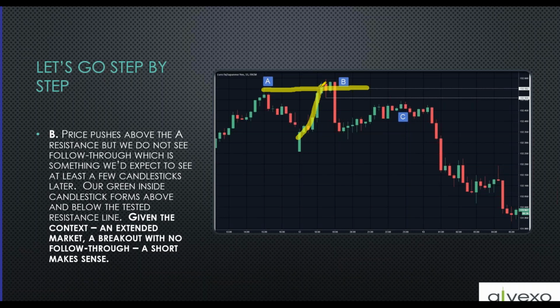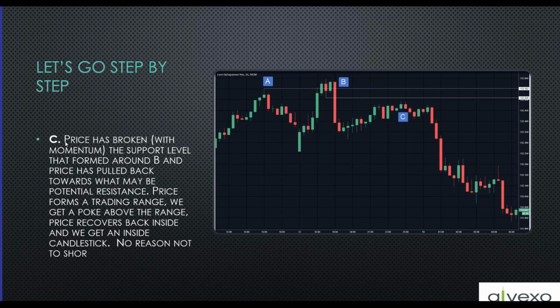Given the context, an extended market, a breakout, and no follow through, a short makes sense, because what we saw was we had all 3 of these candlesticks at or slightly above the resistance line, but none of it's making any headway. So given the context, an extended market, because we're coming off a very long uptrend, we're looking for that uptrend possibly to end. We had a breakout and no follow through. So at this point, we would be looking to short. We're not doing anything yet, but we would be considering a short because we're looking at that trend having ended. We have to use some other pieces of information.